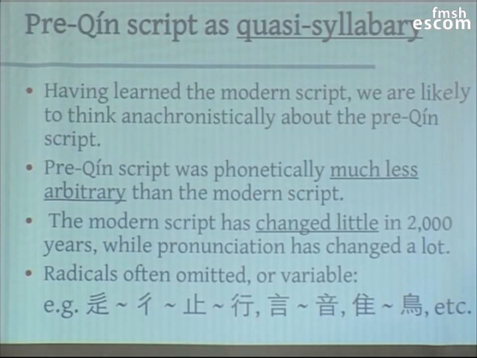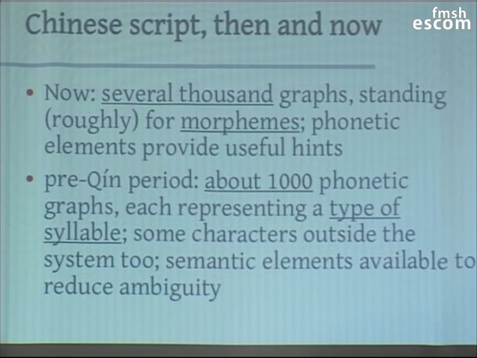In the pre-Qin script, a lot of things are variable. For example, it's commonplace among the palaeographers to note that these four radicals are used pretty much interchangeably. So are yen and yin, and these two birds, pretty much however you like. Also, sometimes words are written with the radical, sometimes without, and so forth.